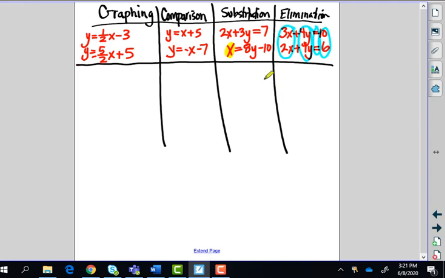Now notice I have the x's or the y's, like the y's here are already stacked up. So I would subtract, and I would eliminate the y's, solve for x, and then I would put that back in to solve for y.